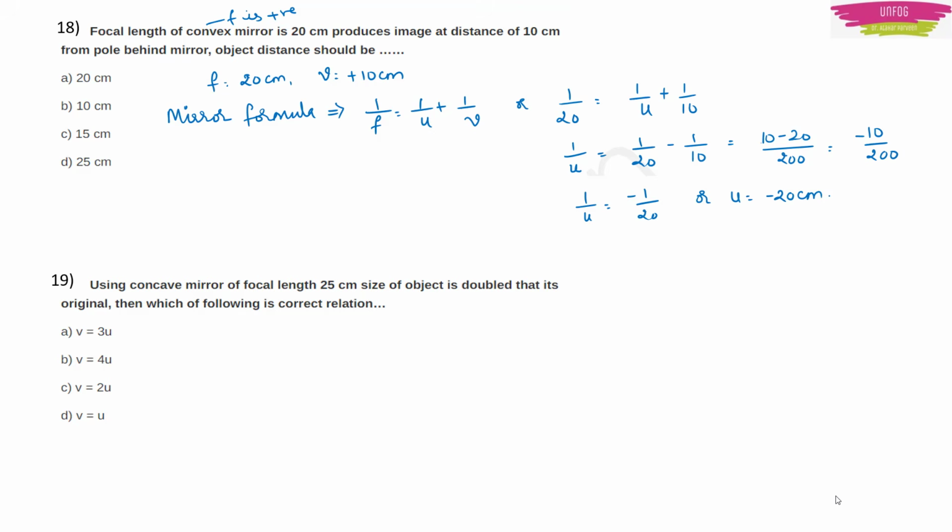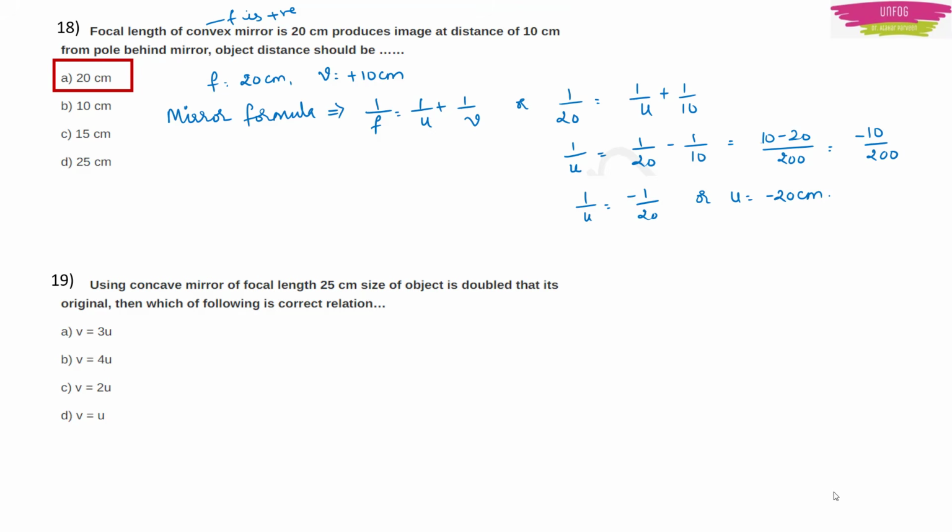Use the mirror formula. 1 by f is equal to 1 by u plus 1 by v. Remember, focal length and image distance both will be positive for a convex mirror. So just substitute the values. You will get the object distance will be equal to minus 20 cm, which is right because object distance for a convex mirror will be negative. So option A will be the right answer.